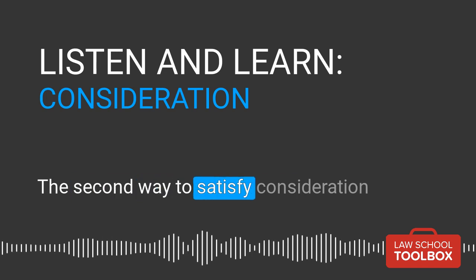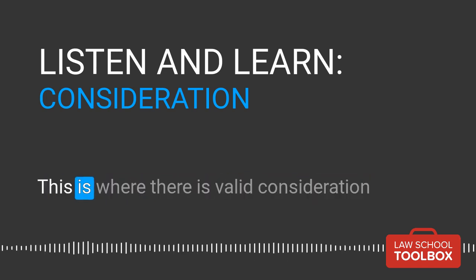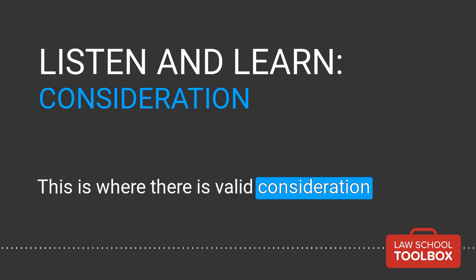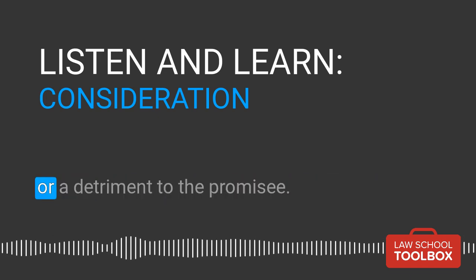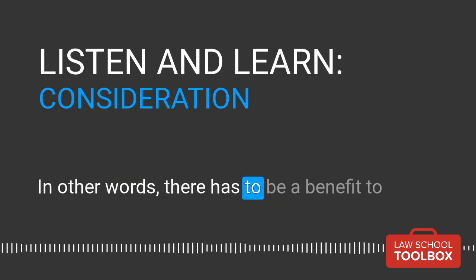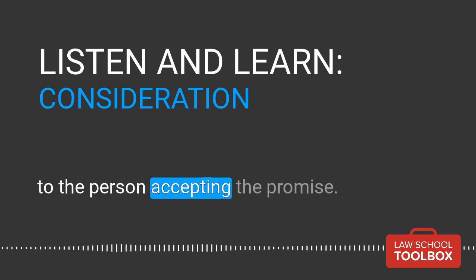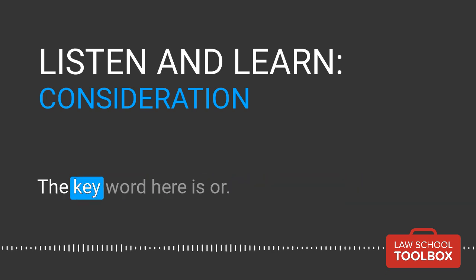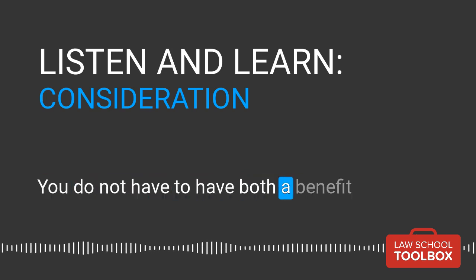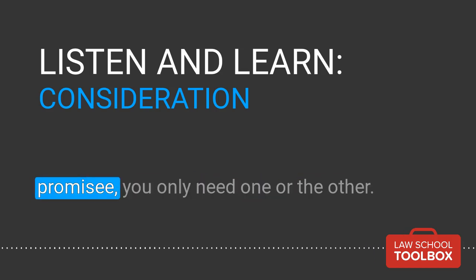The second way to satisfy consideration is through the benefit-detriment theory. This is where there is valid consideration if there is a benefit to the promisor or a detriment to the promisee. In other words, there has to be a benefit to the person making the promise or a detriment to the person accepting the promise. The key word here is or. You do not have to have both a benefit to the promisor and a detriment to the promisee. You only need one or the other.